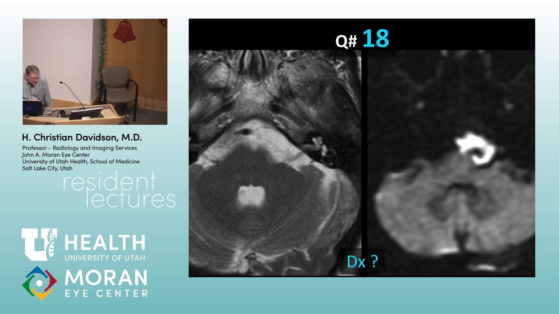Almost everything that's a mass is going to have some T2 darkness to it. Cellular things are a lot darker on T2. But before we had diffusion imaging, this was confusing. We couldn't tell the difference between an arachnoid cyst and an epidermoid, other than the fact that they grow.